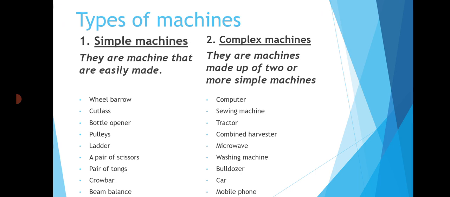Let's go to the second type of machine, that's the complex machine. They are machines made of two or more simple machines. Example is the computer, sewing machine, tractor, combined harvester, microwave, washing machine, the bulldozer, the car, then mobile phones. So before we get this complex machine, we can find two or more of the simple machines in these devices. Okay.